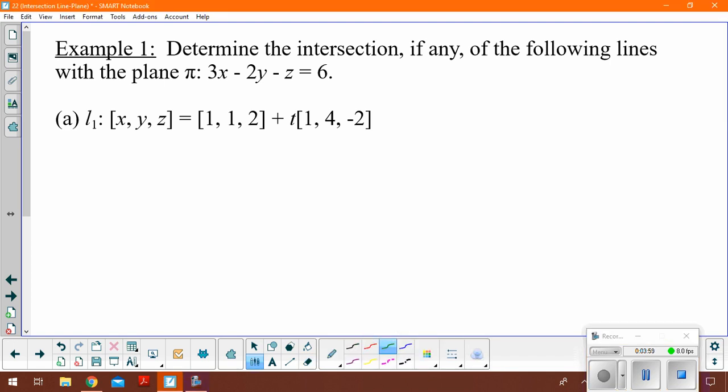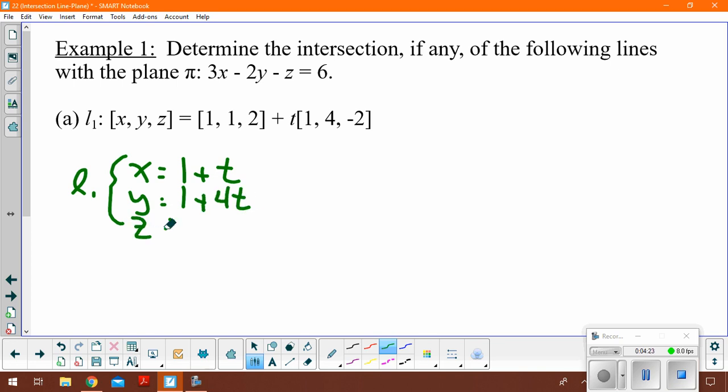The way we're going to do this, like what we did with the intersections of lines, is we're going to first write out our line again in parametric form. For my x-coordinate, that would be x = 1 + t, y = 1 + 4t, and z = 2 - 2t.